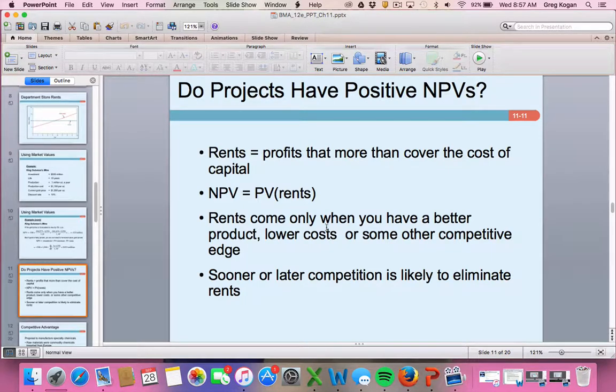Do projects have positive NPVs? Now, rents equal profits that more than cover the cost of capital. In other words, we're talking about rents, which are basically the profits more than the cost of capital. So NPV is basically the present value of these economic rents. And rents only come when you have a better product, lower cost, or some other competitive advantage over the market.